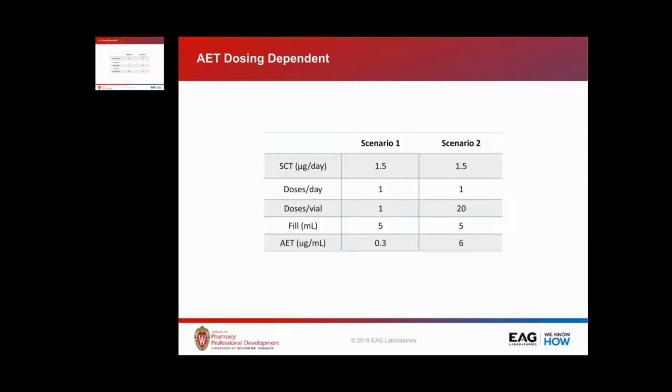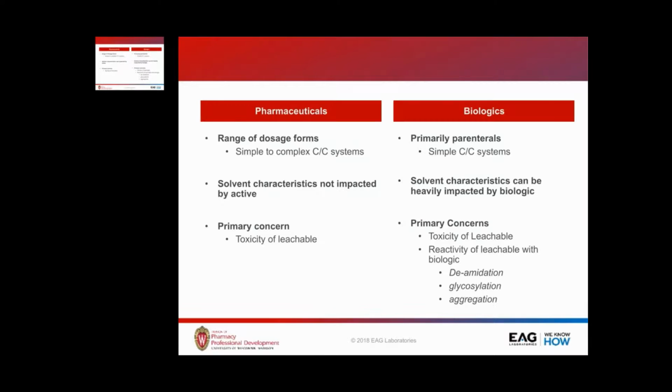So when we look at the two different products, the pharmaceuticals versus biologics, there are some differences and similarities for being able to set up the studies. First, for pharmaceuticals, i.e. small molecules, you're going to end up with potentially a fairly wide range of container closure systems. Everything from solid oral dosages to parenterals to MDIs, dry powder inhalers, very simple to very complex systems, which can make the extractables portion and identifying what your potential leachables are difficult. The solvent characteristics are not impacted by the active ingredient.